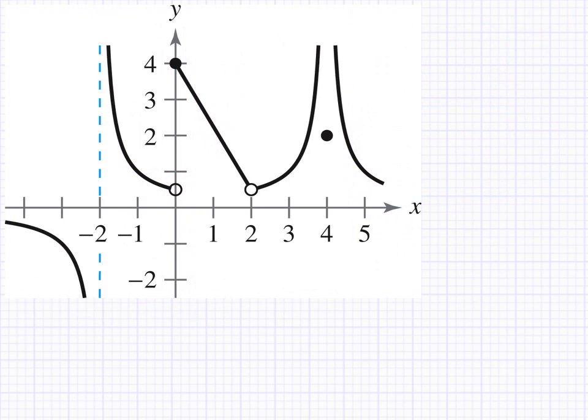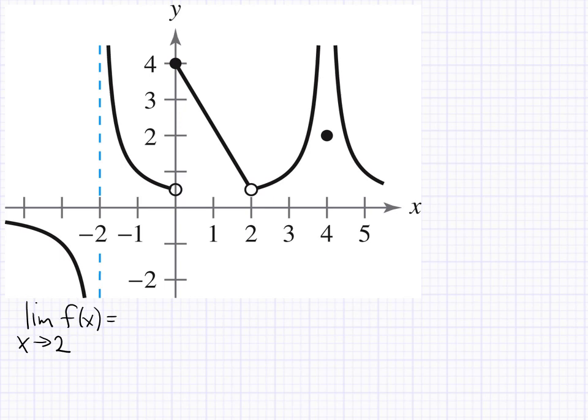Here's a more complicated graph, but this is the graph of a single function, right? One function kind of gives us all this crazy looking stuff. So I can ask you a lot of different questions here. So let's look at a couple of things. What if I said, what is the limit as x approaches 2 for this function?